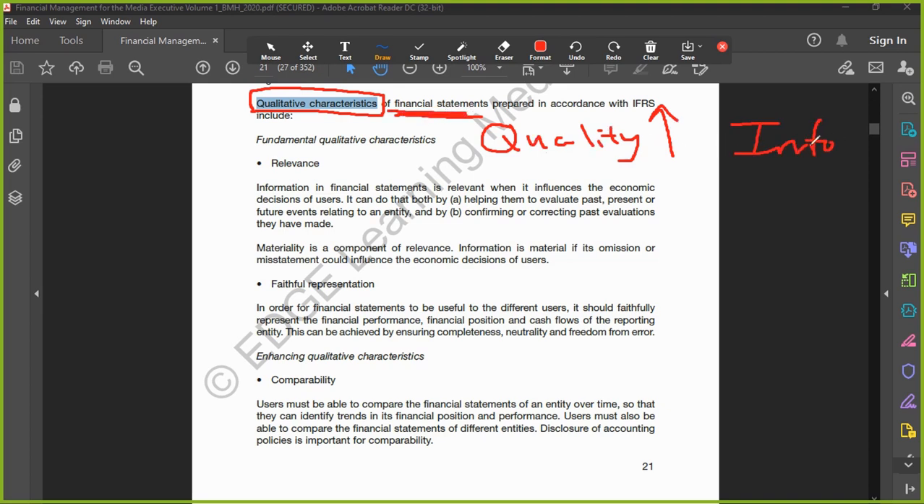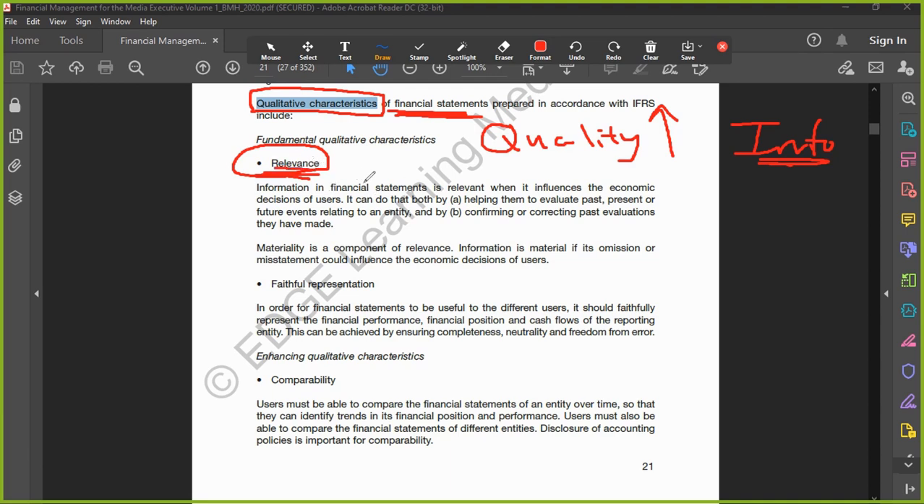Remember, we said accounting is all about information that people can use to make decisions. So if I'm looking at accounting information, we need to make sure that it's relevant. These are the fundamental qualitative characteristics. Relevance is important. It needs to make sense. It needs to be relevant.